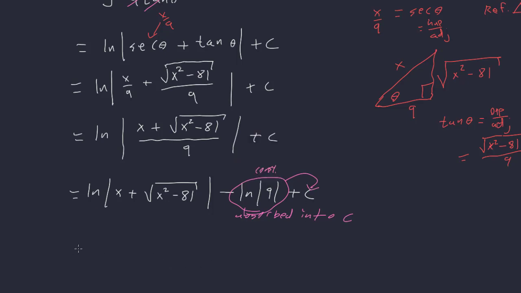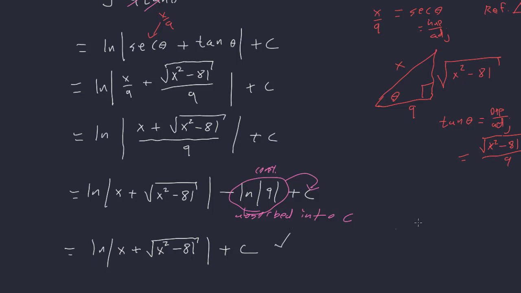Okay, so the final answer you will probably see is just this one. The natural log absolute value of x plus the square root of x squared minus 81, absolute value, plus c. So the thing to note is, if we have the same denominators down here, we can just jump straight to here. You'll see that a lot in this particular class for this particular subject. Okay?